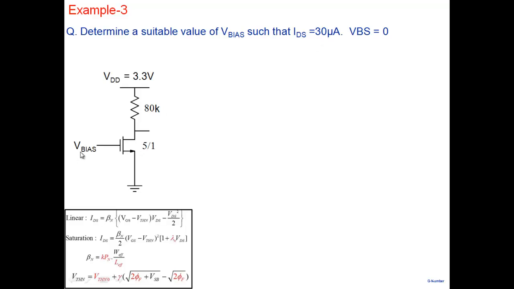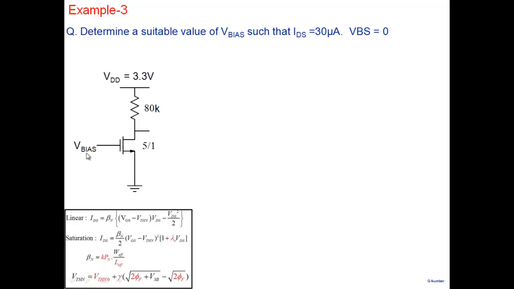Now, normally, the problem would not be as simplified as this. Let's say you want it to be biased at 30 microamperes, and you have to figure out what is the V bias and what is the size also. Because who's going to give you size? You are supposed to determine the size of the transistor and you are supposed to determine the bias.